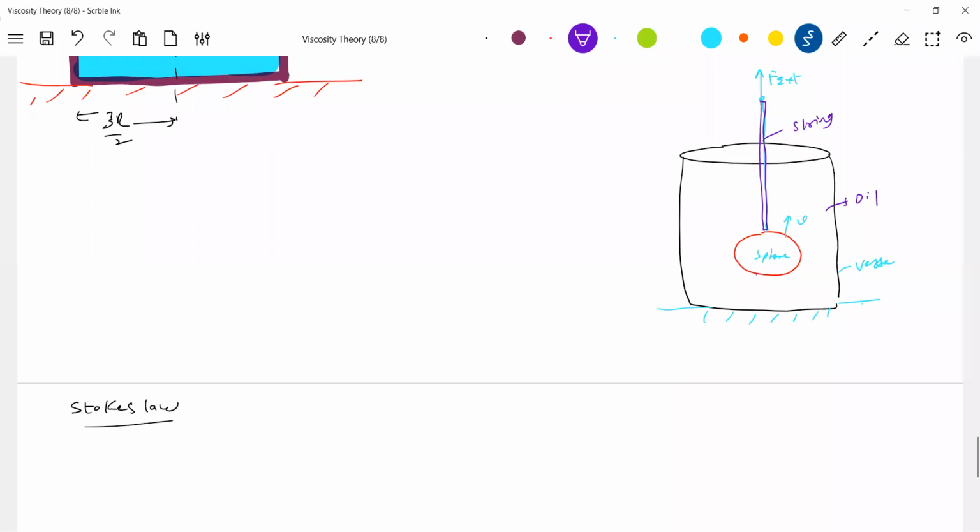So what is the viscous drag? In fact, viscous drag and weight will act. So what is the external force I should apply? Viscous drag plus mg. What is the viscous drag? Eta 4 pi r square v. Till here, no problem. But what to write here?